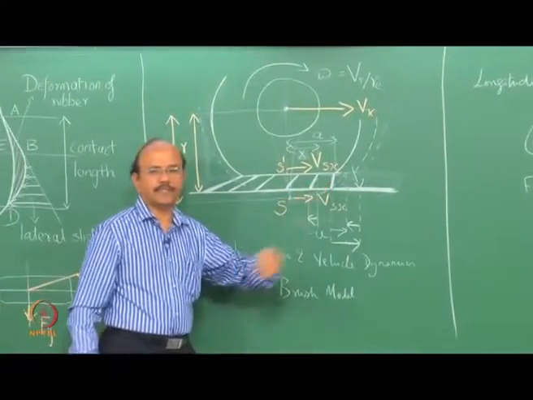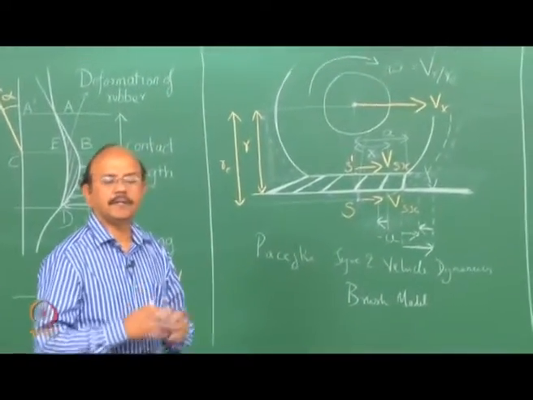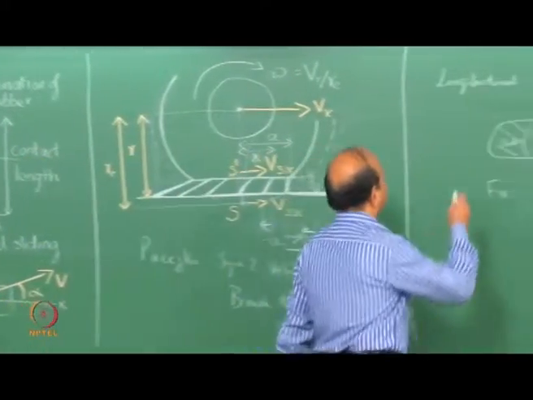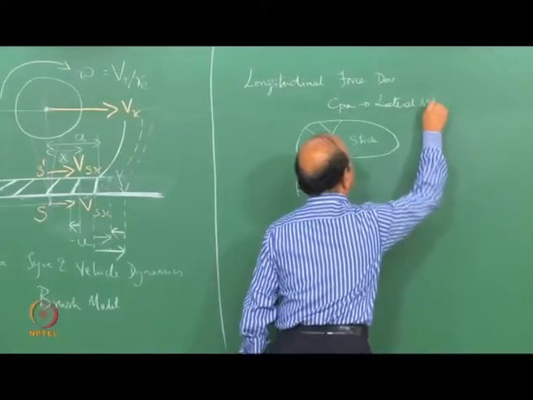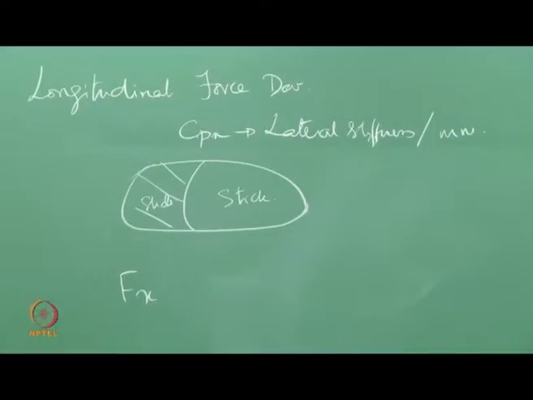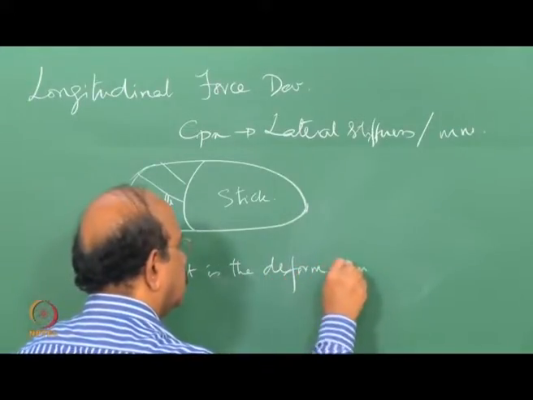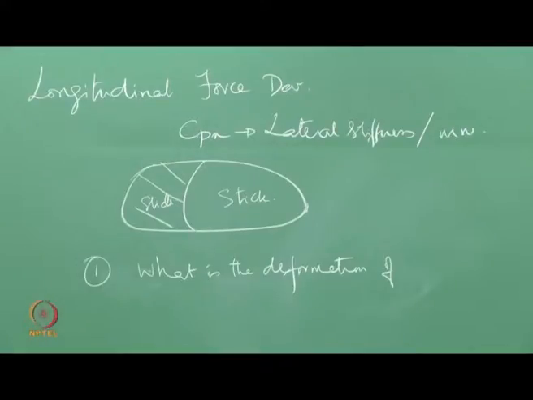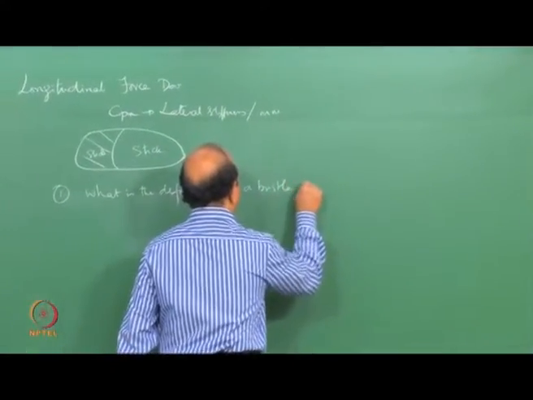These are the bristles, which are sticking out, say for example, from the carcass of the tire, and they have a stiffness, let us say lateral stiffness, per unit length, which we would call Cpx, which is the lateral stiffness per mm or unit length. So, what we are going to do in this derivation is that I am going to find out what is the deformation. So, the first step is what is the deformation of this bristle or this comb of a bristle, which I would call u.